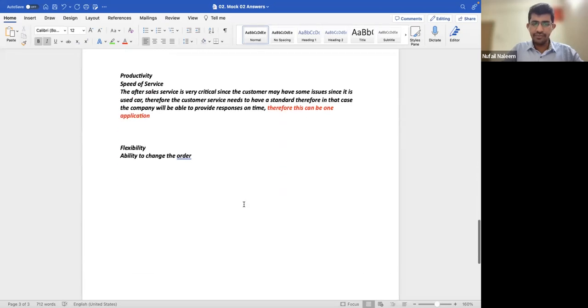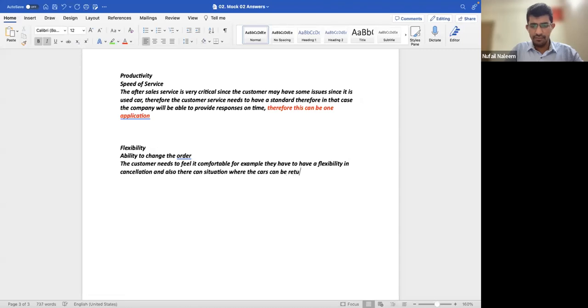This is very good. And the last one, flexibility. The customer needs to feel comfortable. For example, they have to have flexibility in cancellation. And also there can be a way where the cost can be returned. And also the website can have better features, even on a mobile phone.